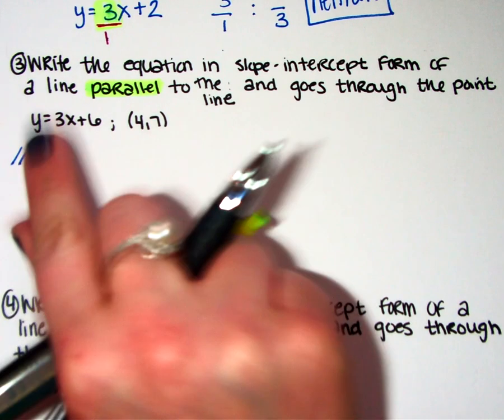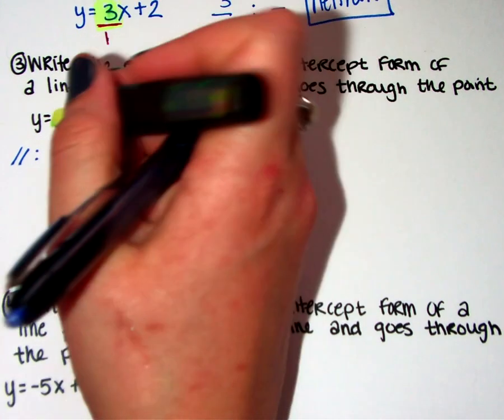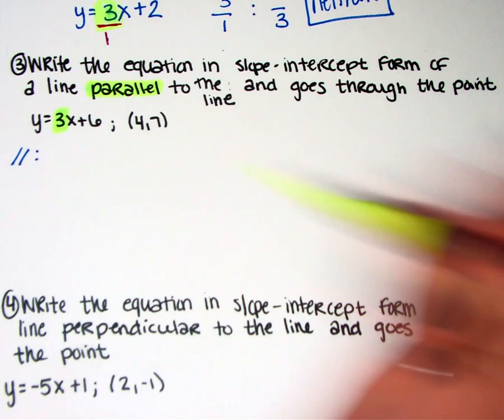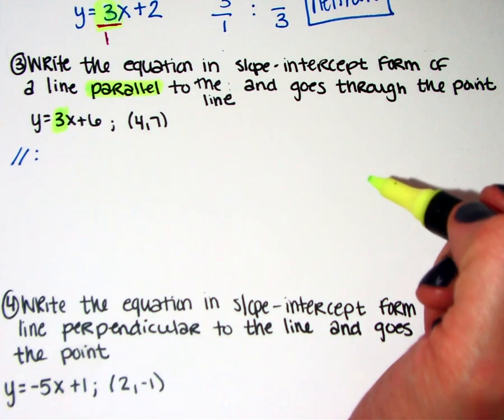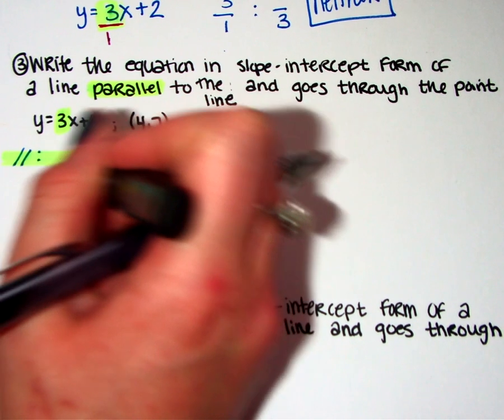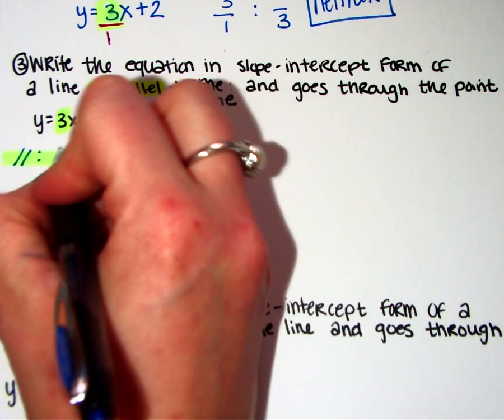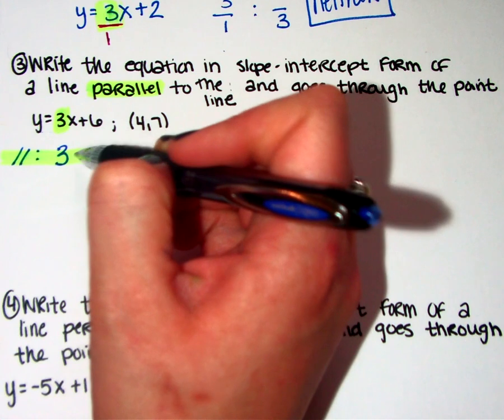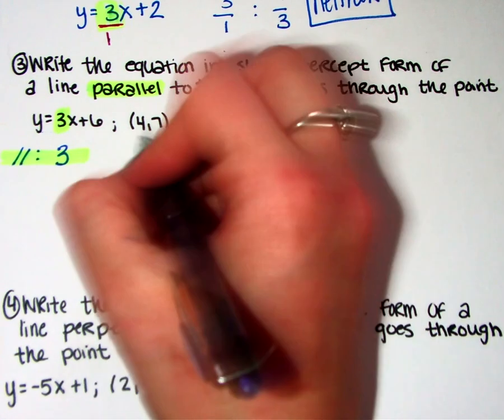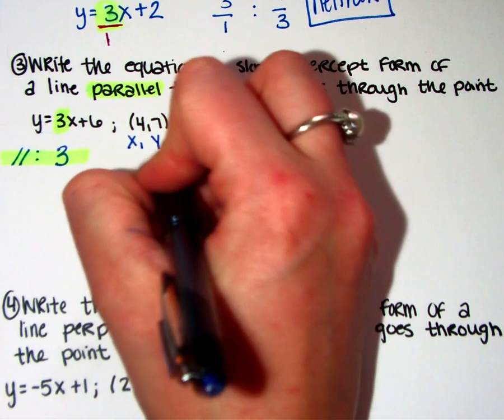Well, this equation is already solved for y, so my slope is 3. If I want a slope to be parallel, that means I'm going to use the exact same slope. So my parallel slope is just 3. That's all you use this equation for, is just to find the slope. Now we have our point, x1 and y1.